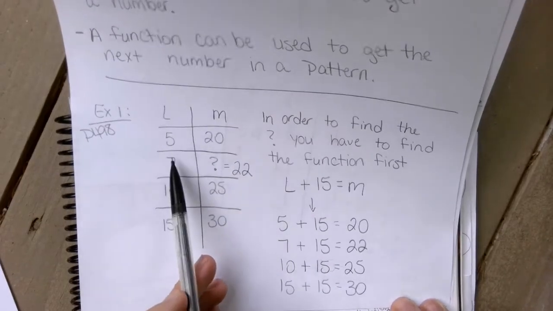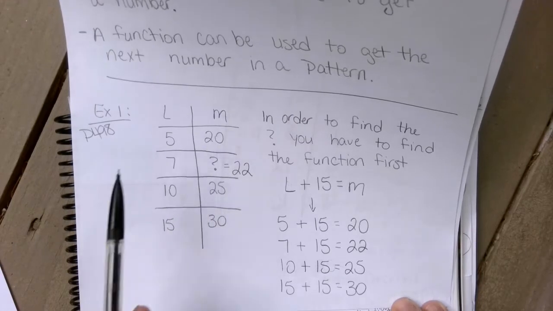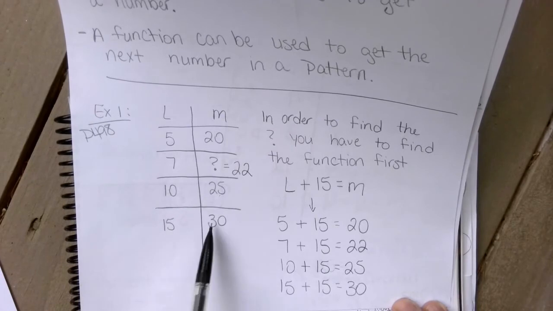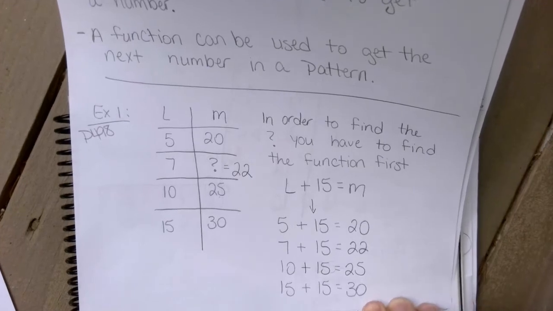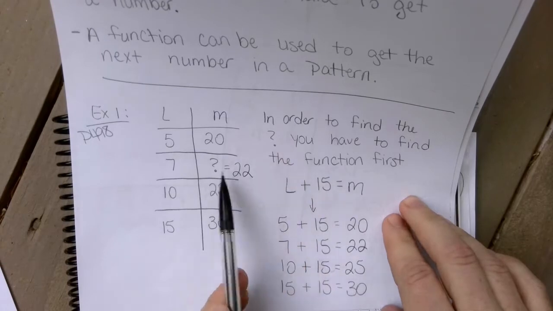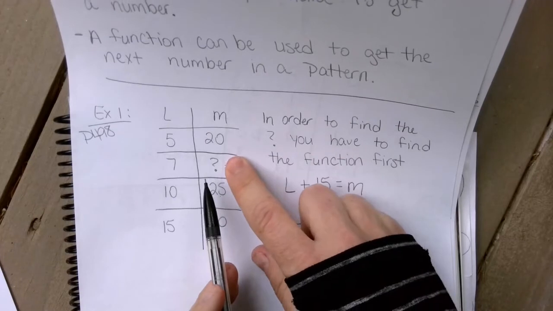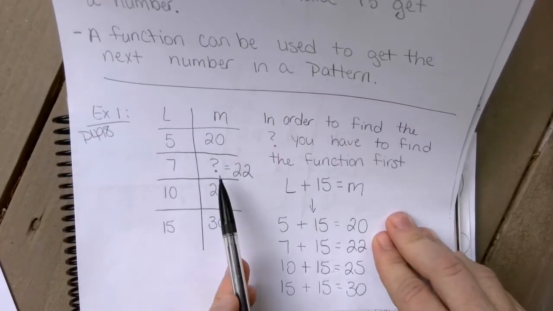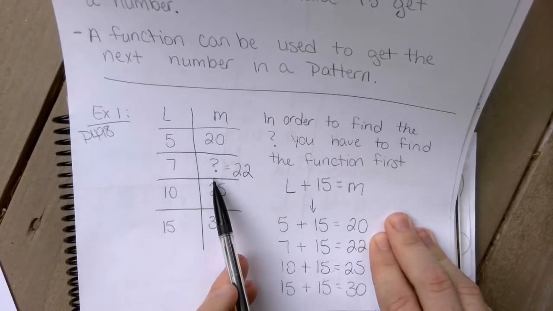But what we are trying to guess is the pattern of how 5 and 20 is connected, 10 and 25 is connected, and 15 and 30 is connected. So this is where you kind of have to guesstimate to be able to come up with this pattern. So in order to find the question mark, which I told you is 22, but let me tell you how I got there first. In order to know what this question mark is, you have to first guess what the pattern is, which is the function.